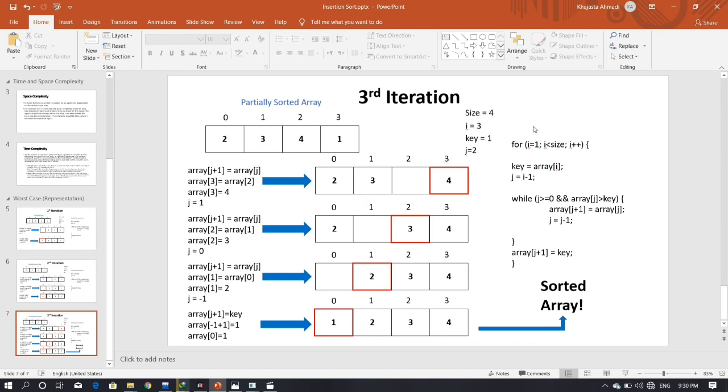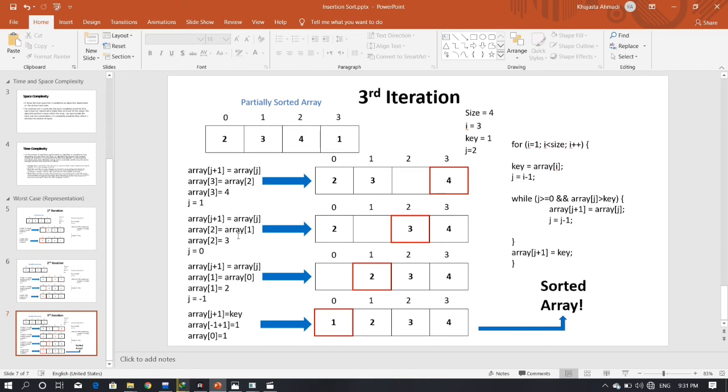3 being the value of i, and 2 being the value of j. We enter, and after this stage is done, we enter into the while loop. j is 2, so it's more than 0, and array of j, at the index of 2, the value is 4, which is more than key, which is 1. So we will have a swap here.